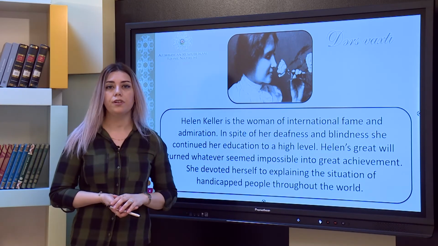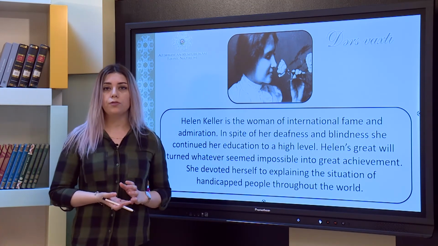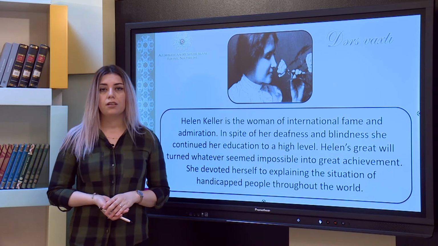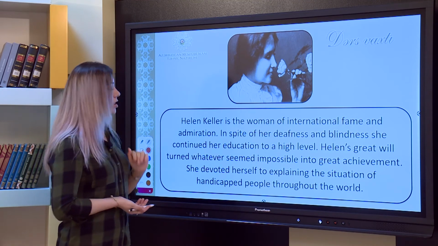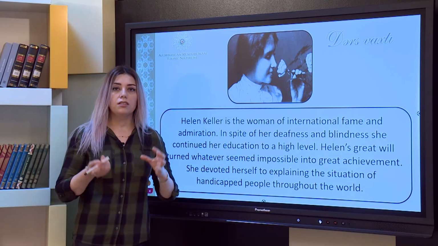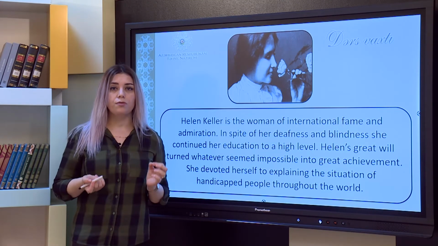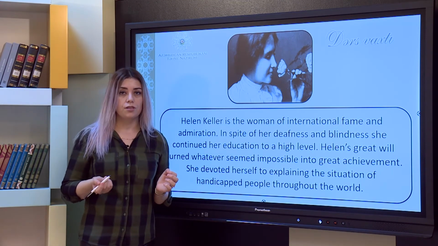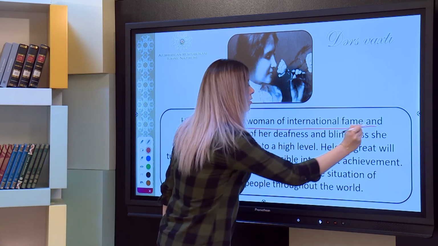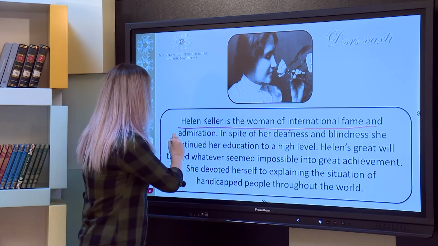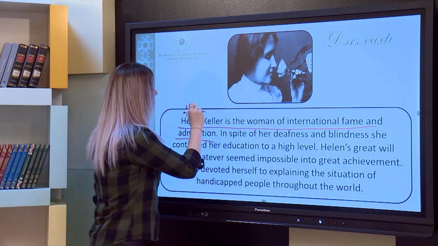Yes, let's try to find the main idea in this paragraph. As I told you, we should usually look for the main idea in the first sentence. Let's see. Helen Keller is the woman of international fame and admiration. Admiration means that she is internationally loved. She is loved by lots of people, by lots of nations. So this is our main idea. Okay? Main idea.